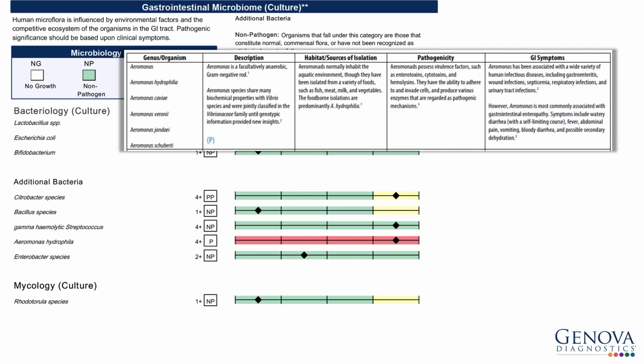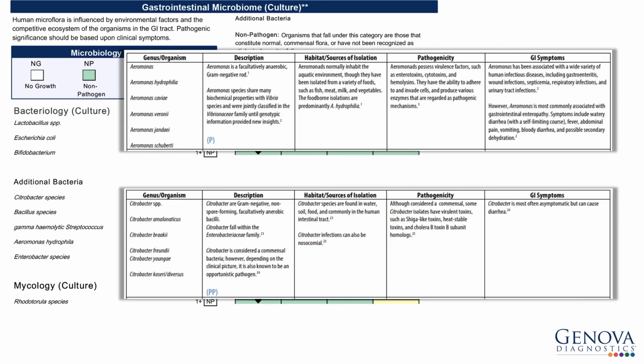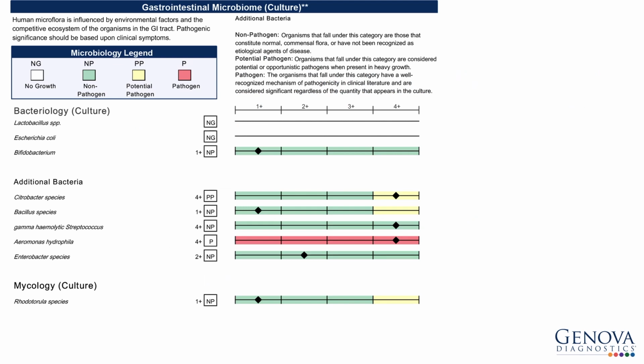Here's a section on Aeromonas from our pathogenic bacteria and yeast chart, which can be found on our website. Aeromonas can be associated with bloody diarrhea. Citrobacter may be asymptomatic or associated with diarrhea. And at the bottom we see there is a little bit of yeast in the mycology section, but at a 1+, this is not significant.